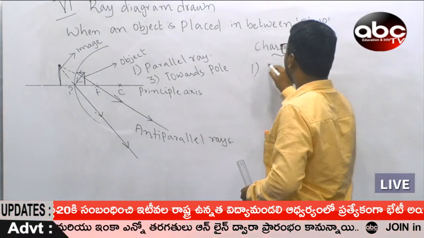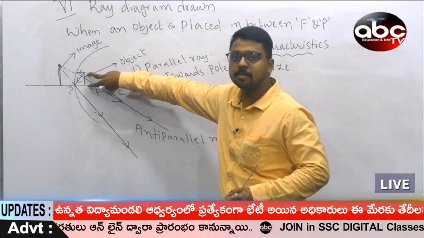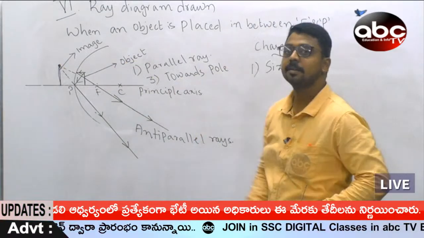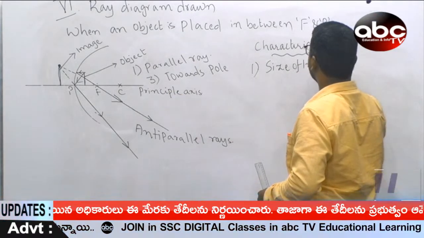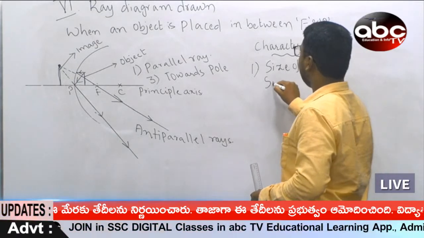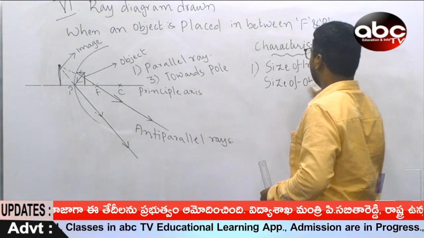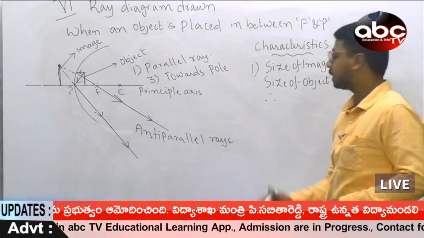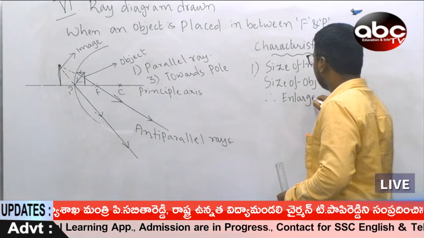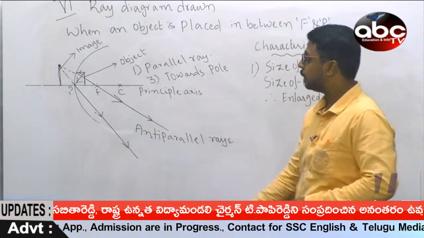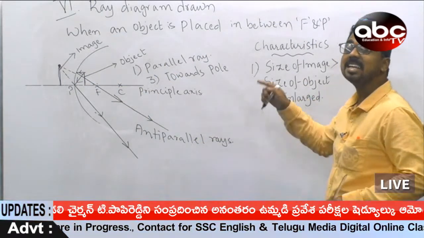Let us take the first one, which is size. You observe the size of the object is this much, but the size of the image is somewhat big. Are you noticing that? The size of the image is greater than the size of the object. Therefore, what type of image is it? It is enlarged. You can expect an image which is larger than the object. Therefore, this is an enlarged image.